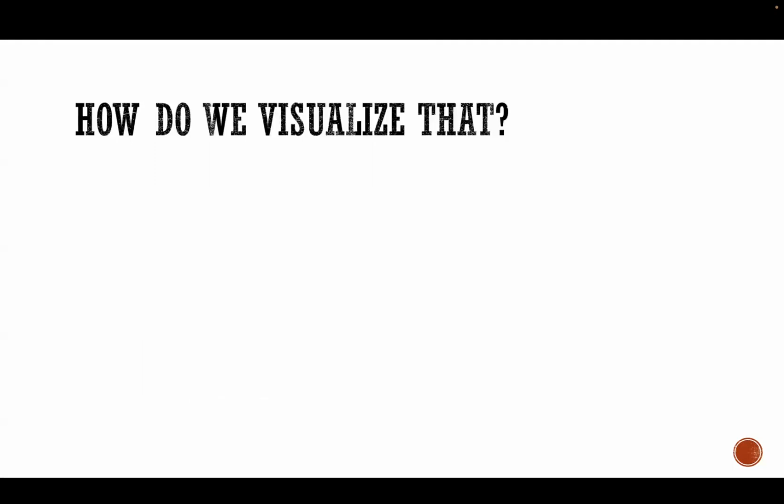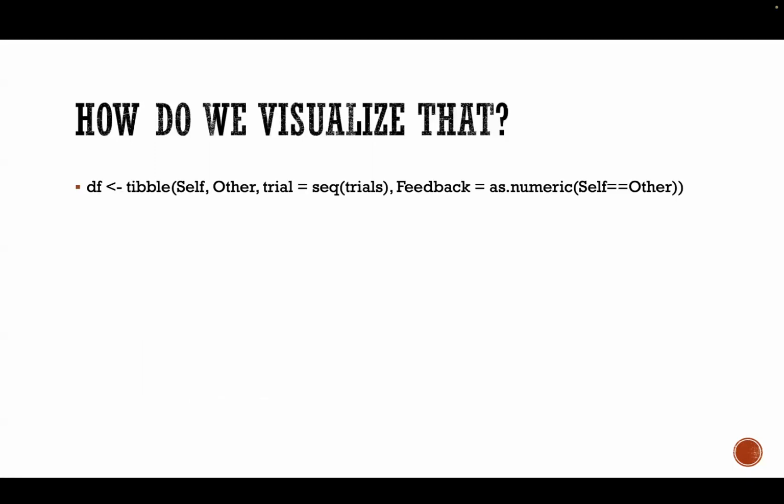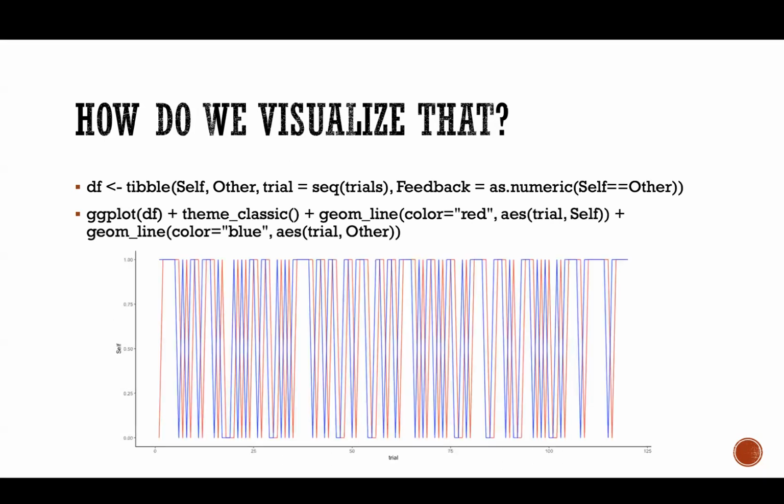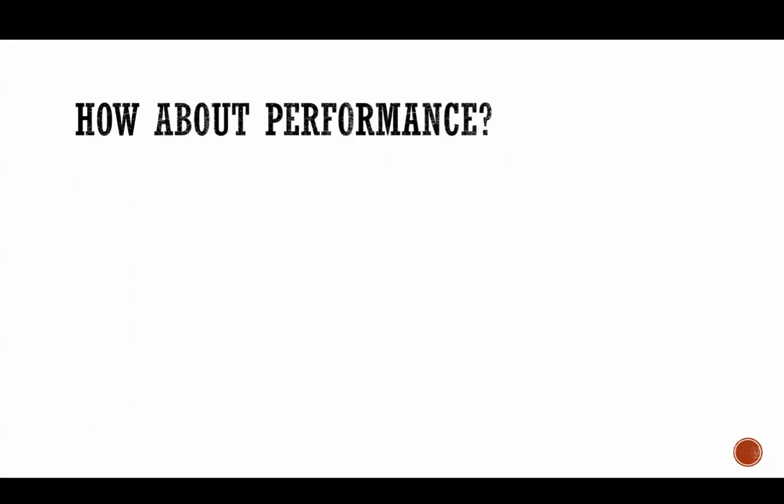How do we visualize that? Well, we can do the table where we take the self and the other, the trials, and then we just calculate the feedback from the 2 vectors, because I didn't save it. Otherwise, I could have saved it. We do the ggplot, and we have in red the self choices, in blue the other choices, because I thought it was kind of neat. Still a bad representation, but it starts getting more aesthetically pleasing.